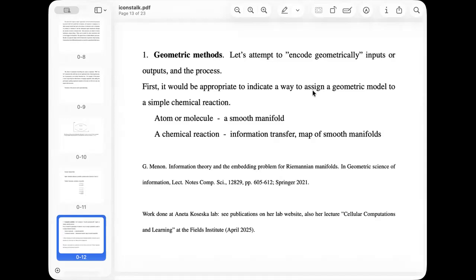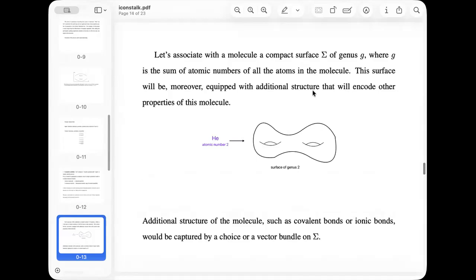As a reference, I mentioned Menon's paper from 2021. I also bring attention to the work done at the lab of Agnieszka Kaseska in Germany. One direction of their work is to regard cellular processes as information transfer.